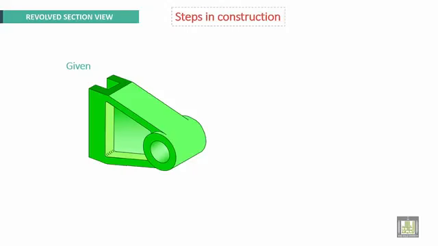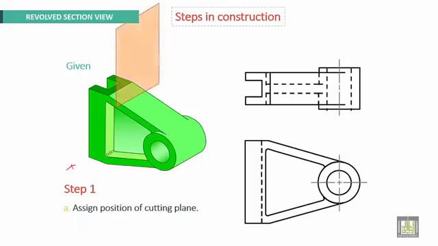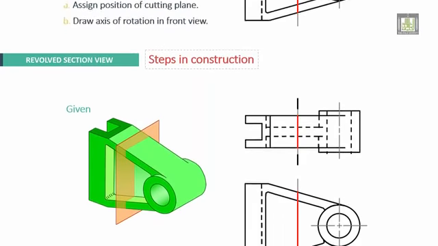Steps in construction. Given data are this part. If we make a section view here, we start by assigning a portion of cutting plane. Here the cutting plane. We assign the portion here. Next, we have to draw the axis of rotation in front view. Here is the axis of rotation for revolving. These are edges of view of cross section.